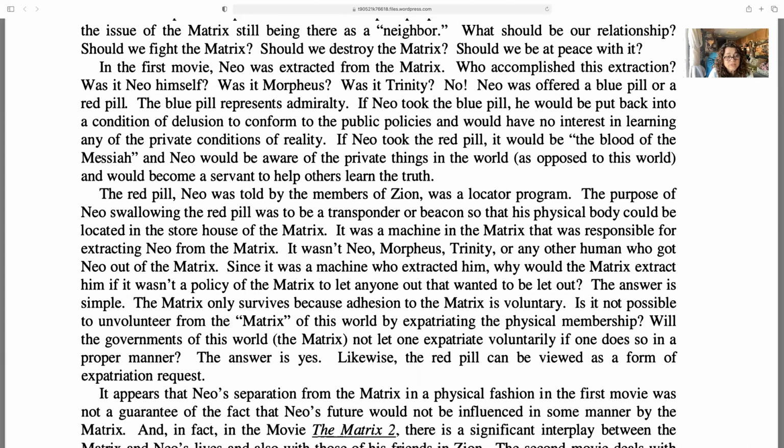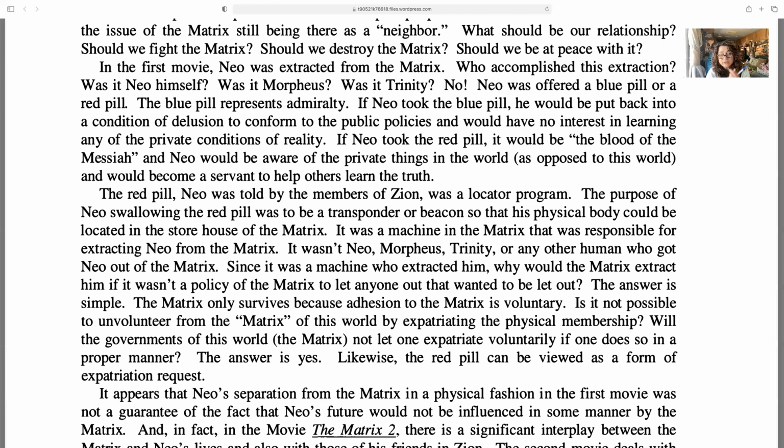That's awesome. The red pill, Neo was told by the members of Zion, was a locator program. The purpose of Neo swallowing the red pill was to be a transponder or beacon so that his physical body could be located in the storehouse of the Matrix. It was a machine in the Matrix that was responsible for extracting Neo from the Matrix. It wasn't Neo, Morpheus, Trinity, or any other human who got Neo out of the Matrix.